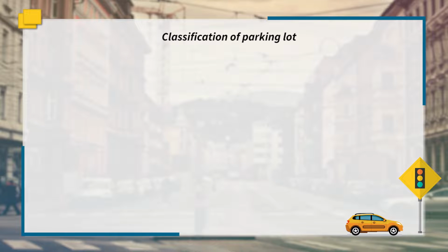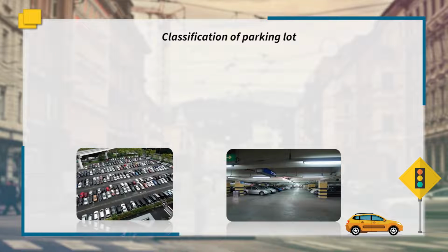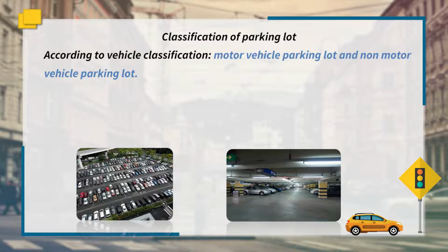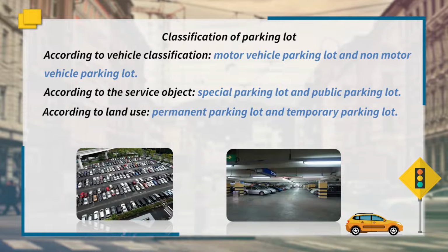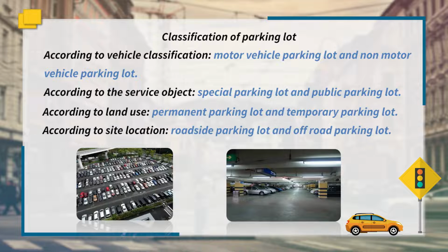Now, let us have a look at the classification of parking lots. According to vehicle classification, there are motor and non-motorized vehicle parking lots. According to the service objects, there are special and public parking lots. According to land use, there are permanent and temporary parking lots. According to the site location, there are roadside and off-roadside parking lots.